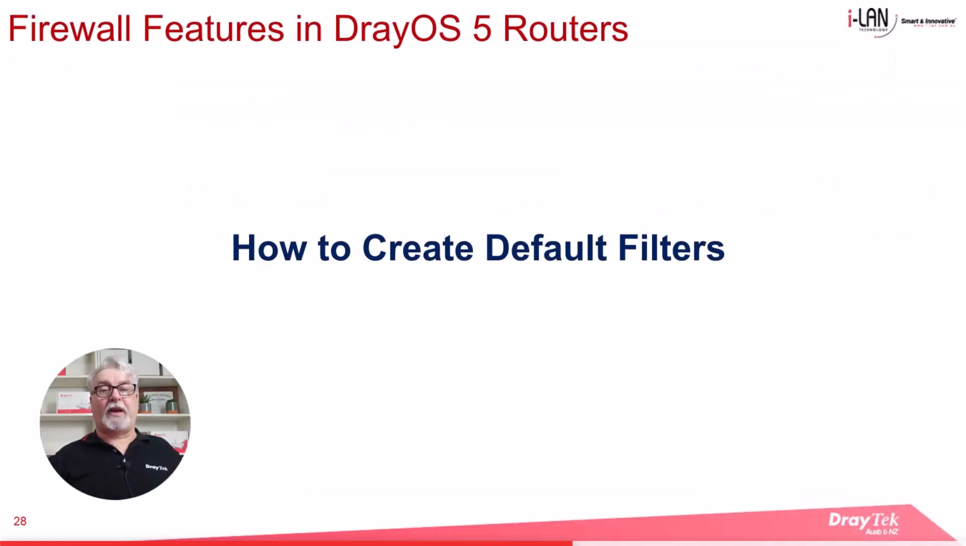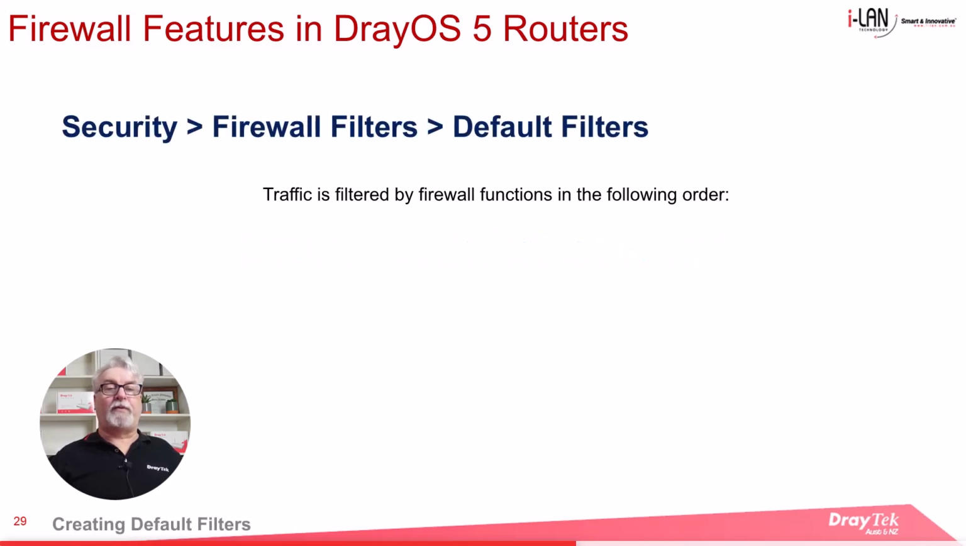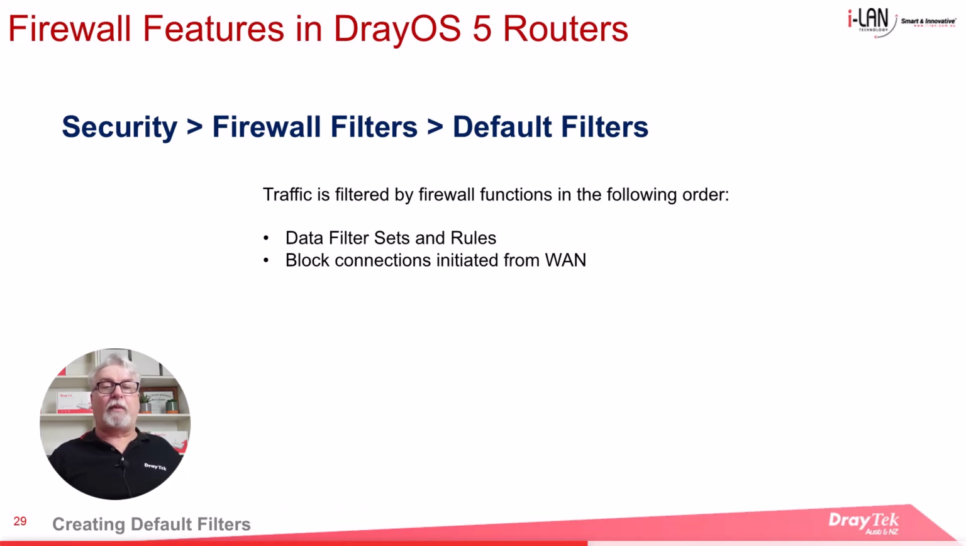Now let's look at how to create a default data filter. Traffic is filtered by firewall functions in the following order. Data filter sets and rules, the first step in the firewall's filtering process, where data is examined based on predefined filter sets and rules. Block connections initiated from WAN. This rule ensures that the connections coming from the WAN side, the wide area network, are blocked, protecting the internal network from external threats. Default rule, the final step where the traffic that is not specifically addressed by the previous filters or rules is handled by the default rule.